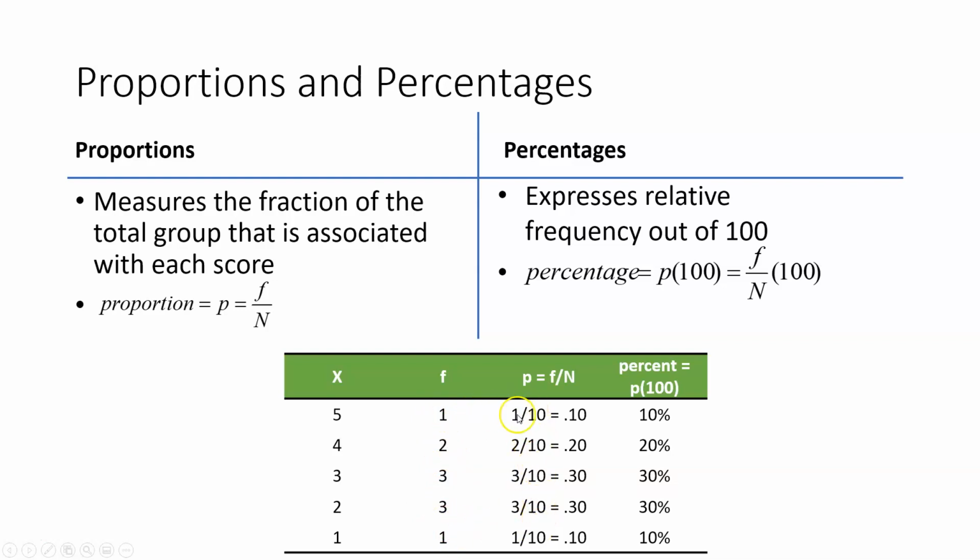If you take the one person who got a 5 and you divide that by the total 10, then you have a proportion of 0.1. If you take the 2 people who got 4s and divide them by 10, that's the total, then you have 0.2. That's the proportion. A percentage is different from a proportion because it multiplies the proportion by 100 and puts it in percentage format. So if you take this 0.1 and you multiply it by 100, then you can write 10% as the percentage of people who got that score. 0.2 times 100, 20%, 30%, etc. These add to 100%.